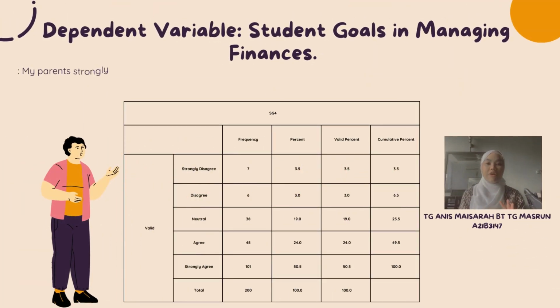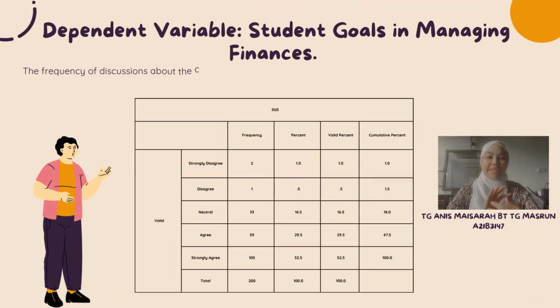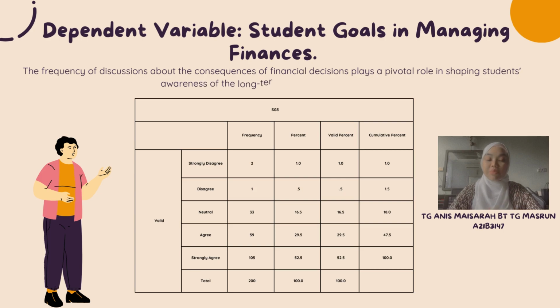Next, move to SG4. 50.5% of respondents strongly agree with the statement, which is the highest percentage, while 24% agree. A smaller proportion disagree with 3%, and 3.5% strongly disagree. 19% of participants took a neutral stance. For SG5, notably, 50.5% of respondents strongly agree with the statement, constituting the highest percentage, while an additional 29% agree. A smaller proportion disagree with 1%, and 1.5% strongly disagree. Additional 18% of participants took a neutral stance. The cumulative percentage indicates that a significant majority of respondents, specifically 49.5%, express agreement with the statement.